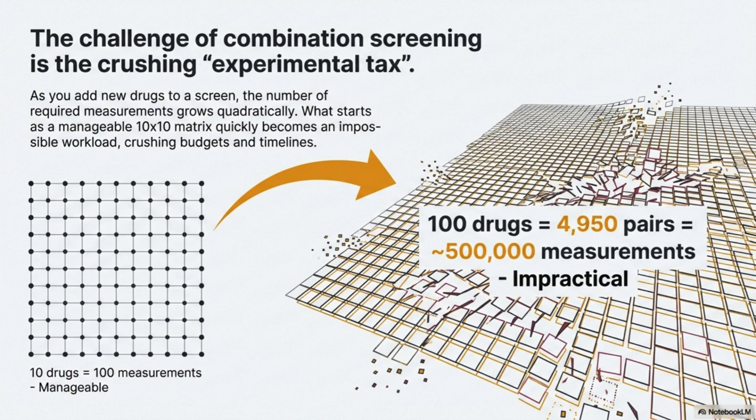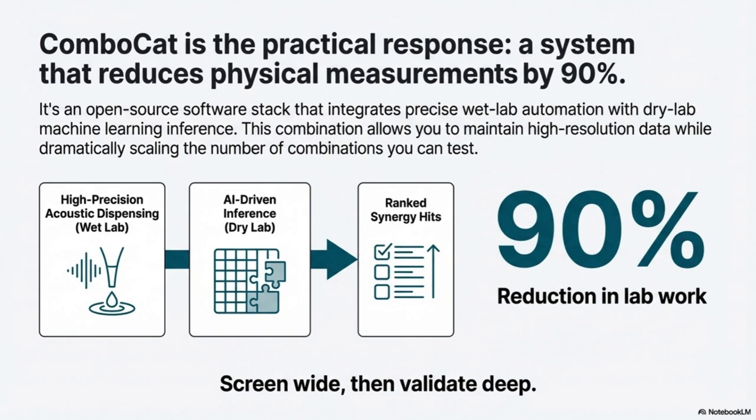Yeah, it really is. If you try to exhaustively screen a library, the measurement load just crushes your budget, your timeline, everything. And that's exactly why Combocat is such a practical response. It promises to cut the physical screening measurements by what, 90%? 90%, while keeping the high-resolution data you actually need. A 90% reduction in lab work is... well, it's revolutionary. It shifts the entire paradigm, right? It lets you do what the paper calls screen wide, then validate deep. We're going to see that idea play out.